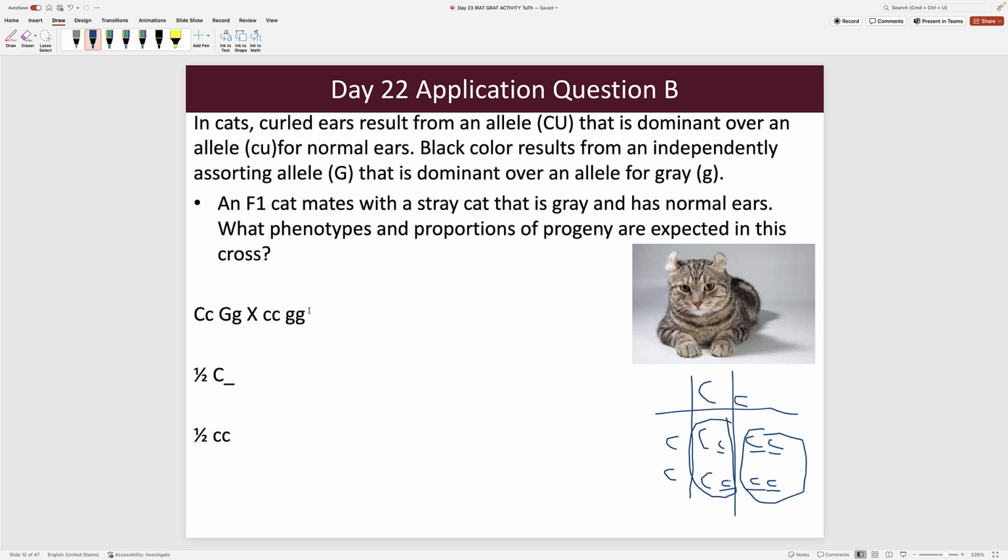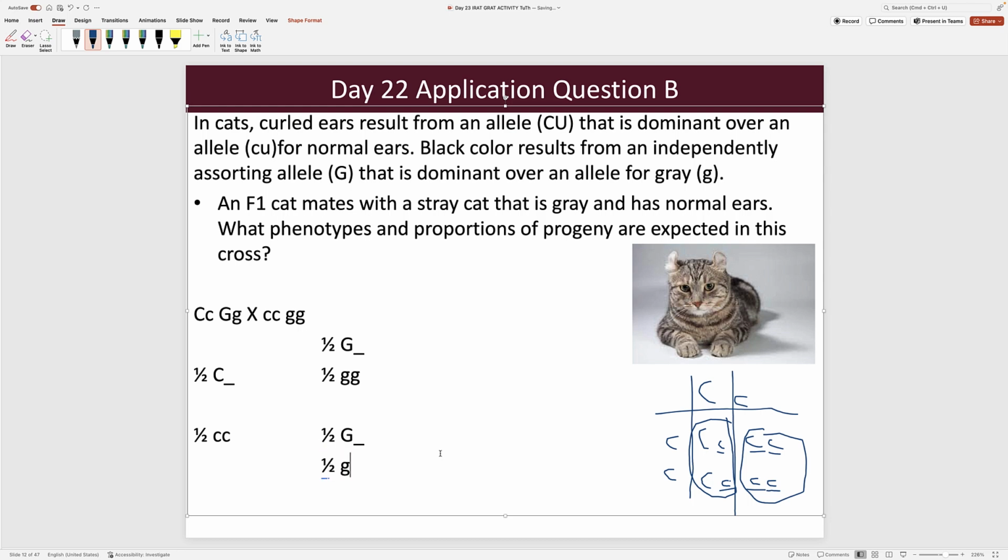Now we need to combine it with the G alleles. Just like we did on the previous slide, we know that 50% of these will be big G phenotype, that is black, and 50% will be little g phenotype, which is gray. You can do a Punnett square just like I did over here, but it's the same concept. And just as we saw in the previous slide, the G alleles are just as likely to combine with big C's versus little c's. So we know again, half big G, half little g. And here and again, what you do is you just multiply this through, like we did on the previous slide.